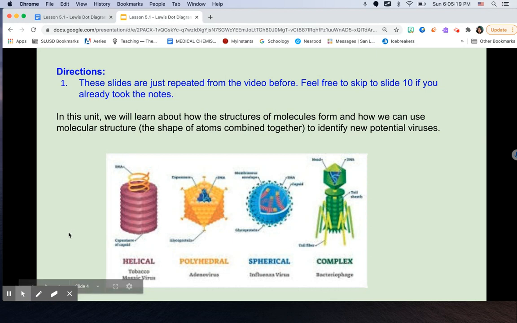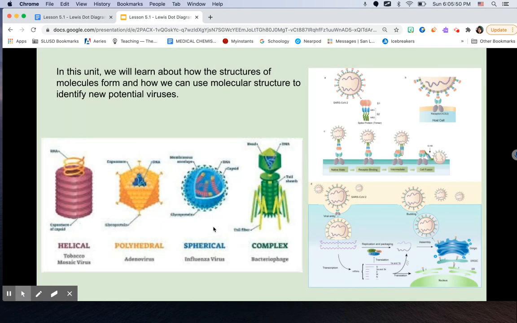So in this unit, we're going to talk about how the structures of molecules form and how we can use molecular structure, basically the shape when atoms combine together, in order to identify new potential viruses. So the way viruses work is each type of virus often has a different shape, and these shapes are basically just a combination of atoms forming a molecule together.